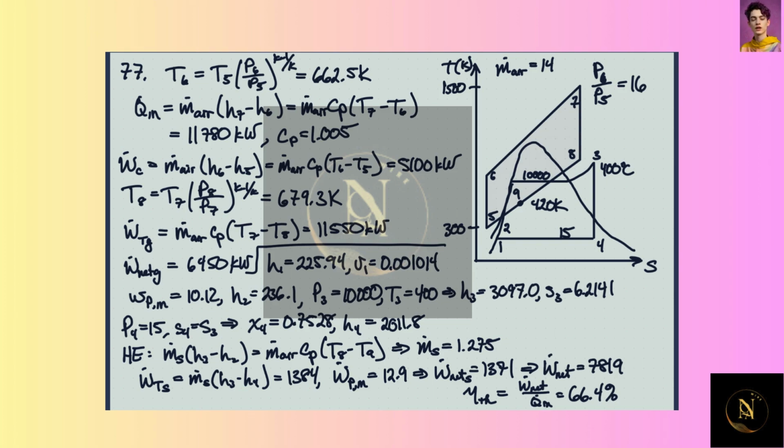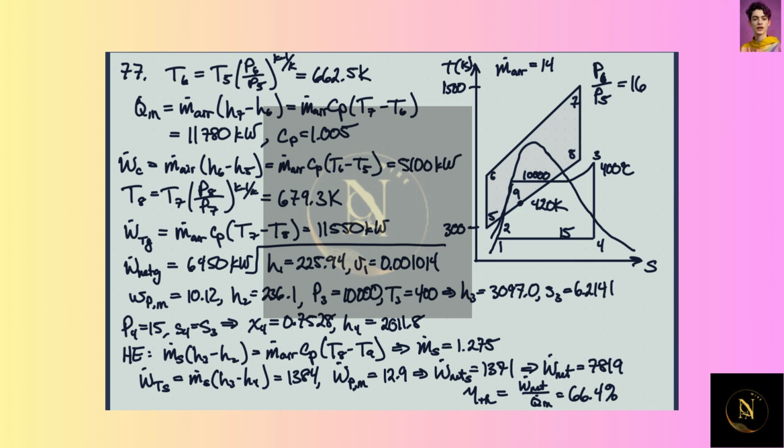Now in the compressor, from 5 to 6, here's our compressor. Instead of a pump, we have a compressor. Again, we can figure out the change in enthalpy using a constant heat capacity. I never said the heat in is about 11.78 megawatts of heat coming in here. And then the work into the compressor is about 5.1 megawatts.